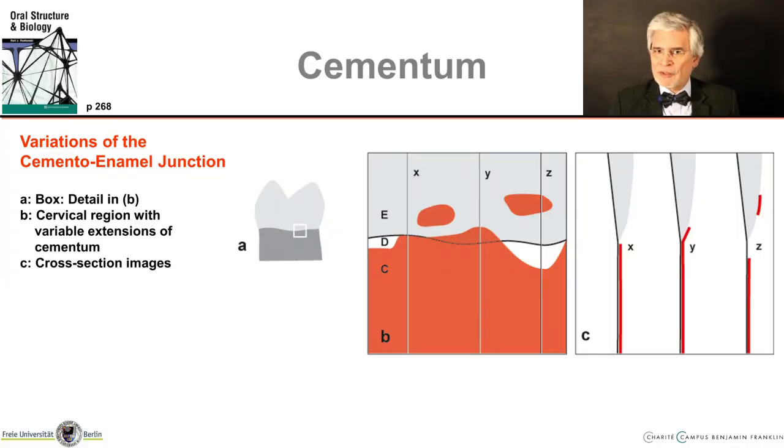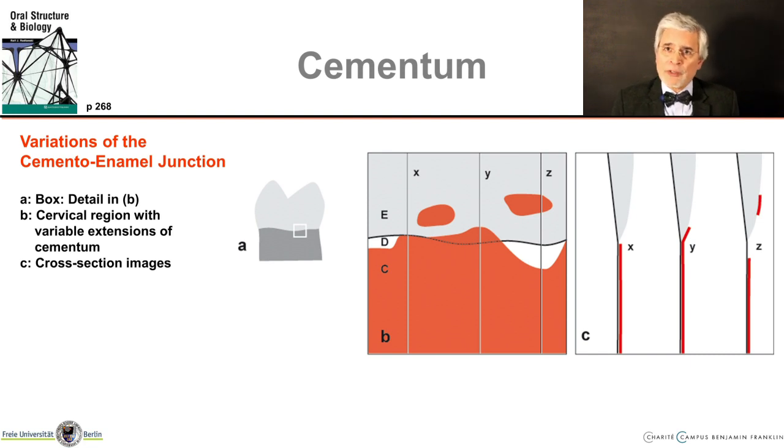Let us take a look at this diagram. On the left at A, I have just sketched a tooth, and you can see a white square at the transition from the crown to the root. We will now talk about this area in detail, and we can see it in the enlarged square in the middle, labeled with B. And at the top in gray, there is enamel with the letter E, then cementum is shown in red with the letter C, and in between it is dentine in white, labeled D.